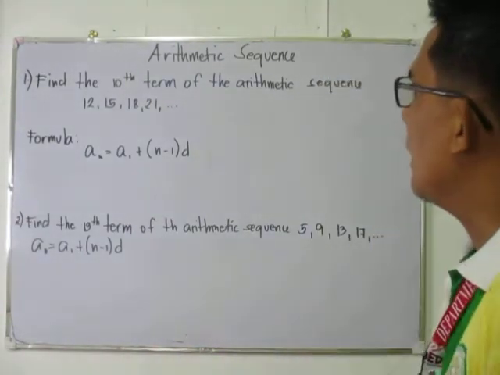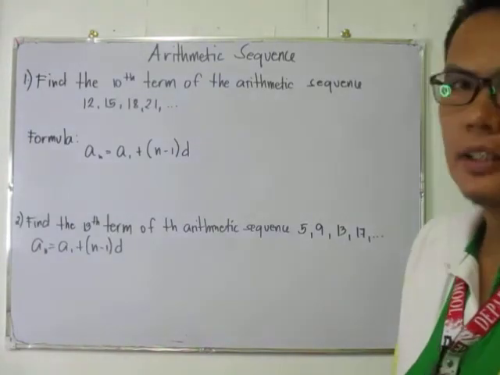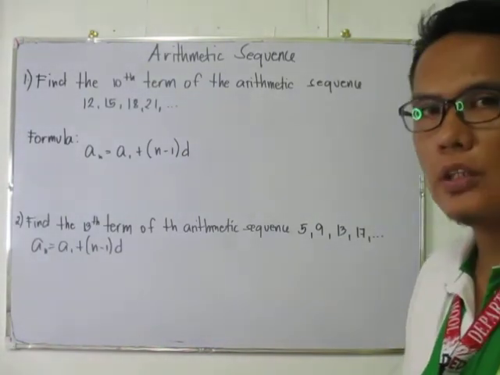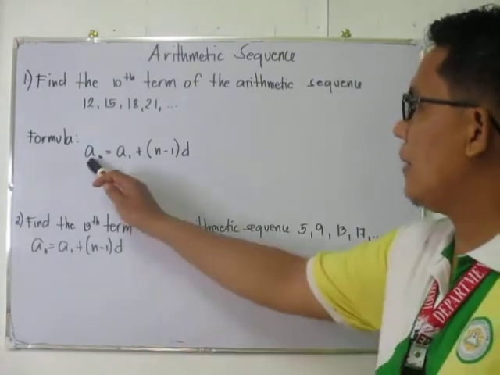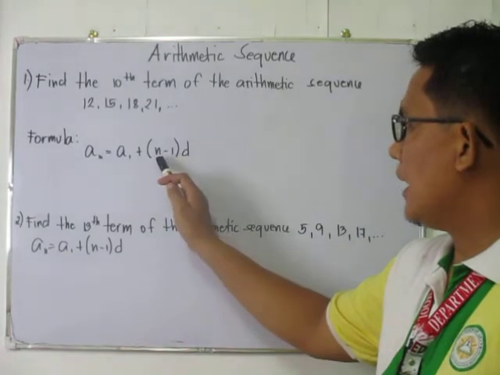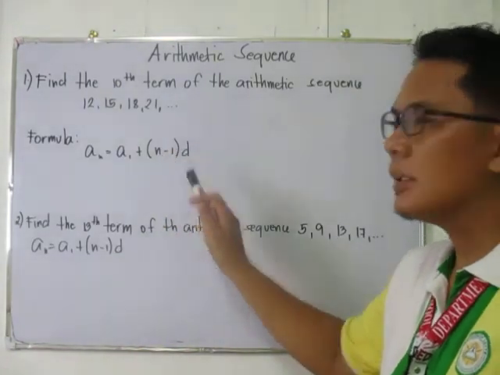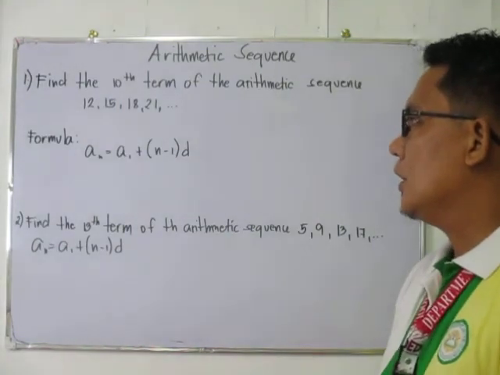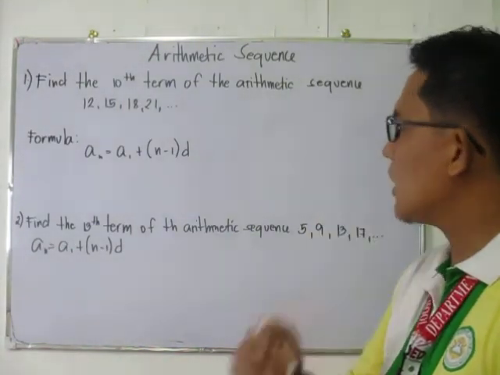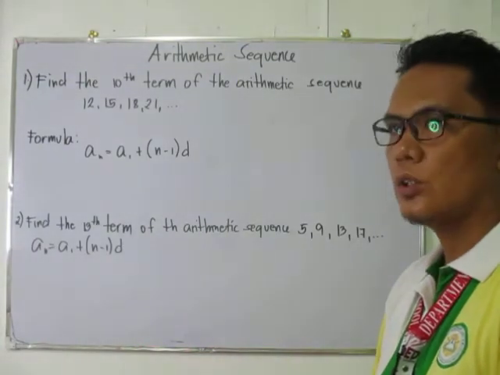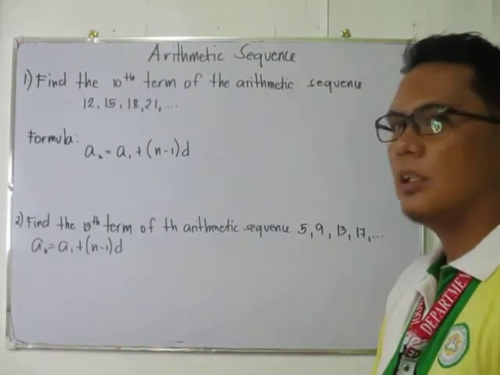Okay, so our lesson now we will be dealing with the arithmetic sequence. The formula for the arithmetic sequence is a sub n is equal to a sub 1 plus (n minus 1) times d. Let us try to identify first what are those terms or expressions found in the formula.